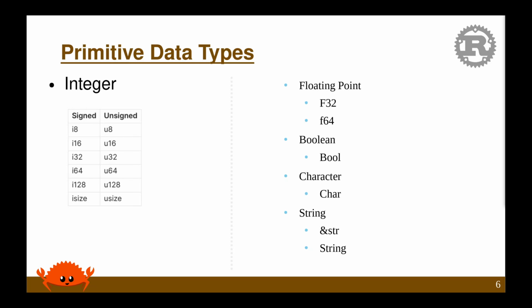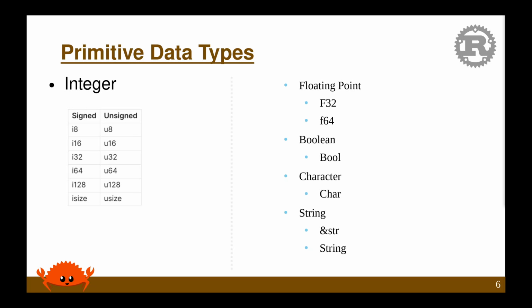The last type in both signed and unsigned ends with a word rather than a number. It means it depends on the machine. If you are using a 32-bit machine, it will store at max 32 bits. Similarly, if you are using a 64-bit machine, it can store a 64-bit number. And the floating point numbers are represented by either F32 or F64. F32 is basically a single precision number, which requires 32-bit space. Similarly, F64 is a double precision number, which requires 64-bit space.